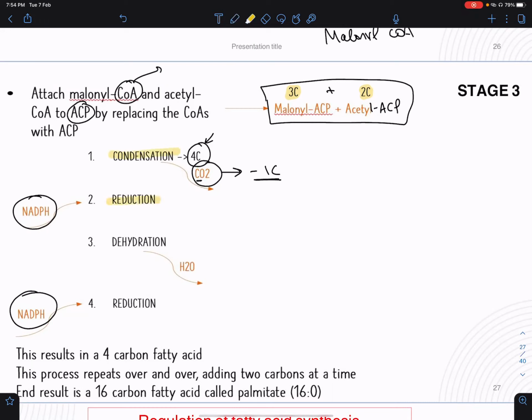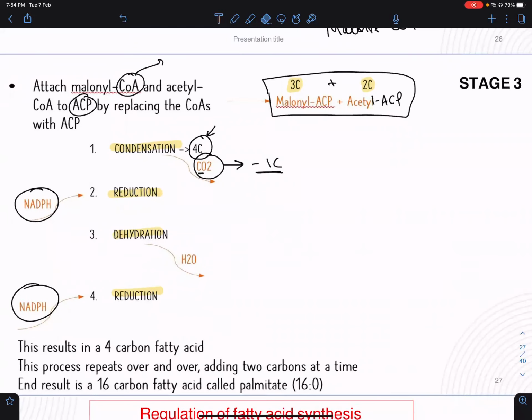They come in multiple choice questions. They'll ask which of the following occurs in fatty acid synthesis, and they would order it in different orders, or add oxidation or stuff like that. So remember, it's condensation, reduction, dehydration, reduction. This is the order of how it happens, okay? So this results in a 4-carbon fatty acid.